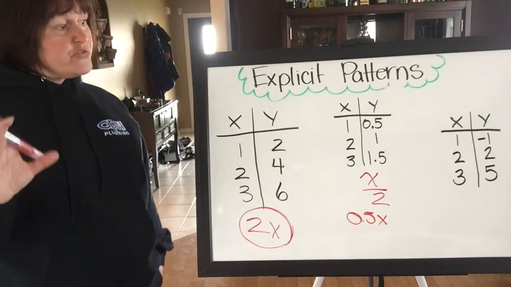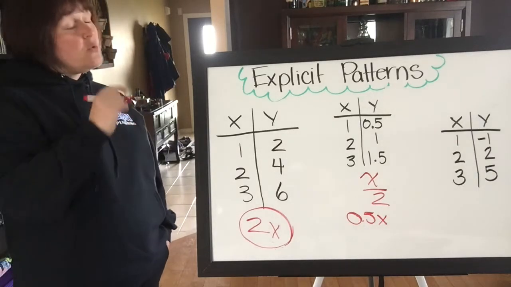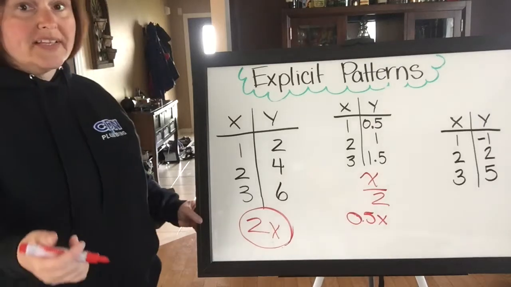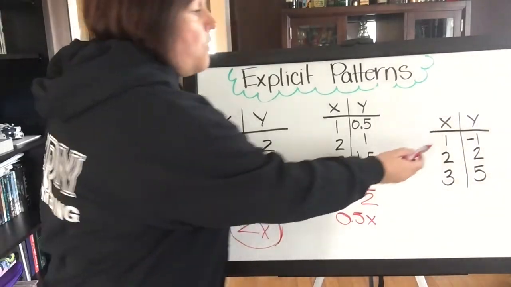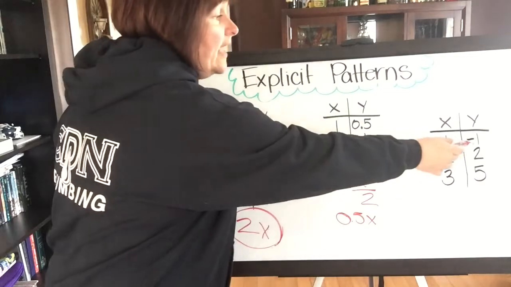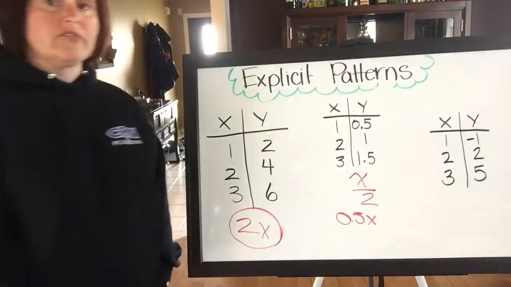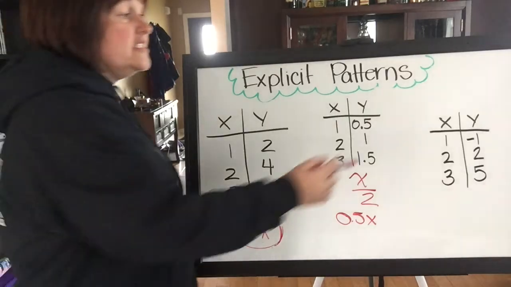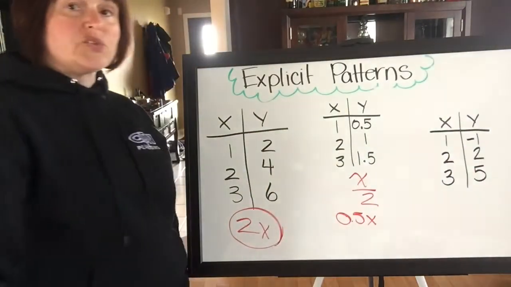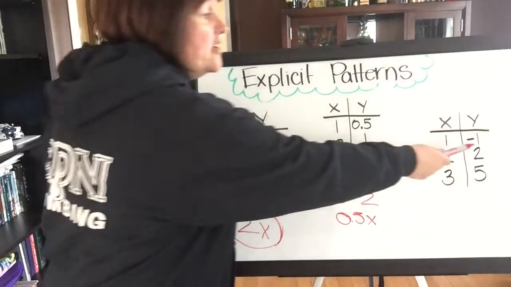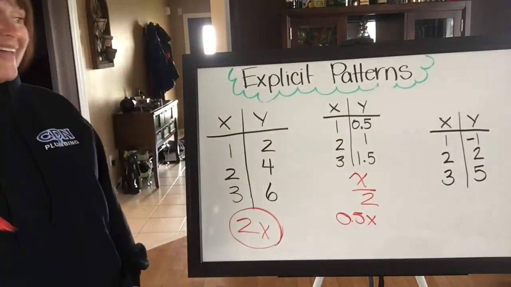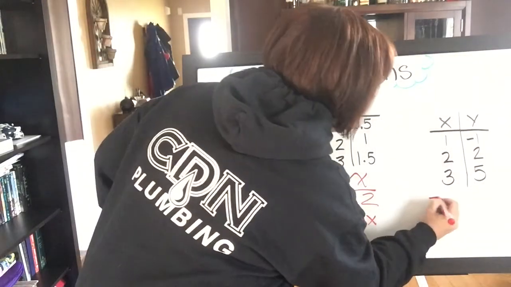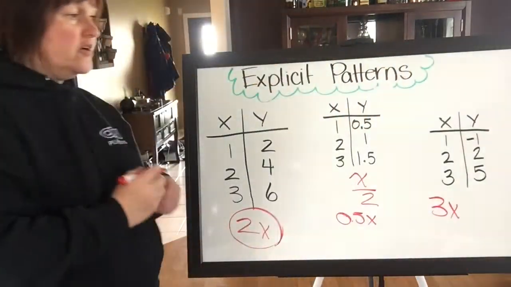Now the next one, I threw an integer in because you should be well aware by this time of what a number line looks like. So let's take a look at this last one. 1, 2, 3, -1, 2, and 5. Again, find your common difference. Well, I know that the difference between 2 and 5 is 3. If I take 3 away from 2, I'm going to get -1. And so I know my answer has to be 3x.